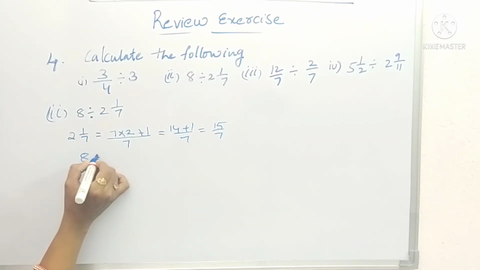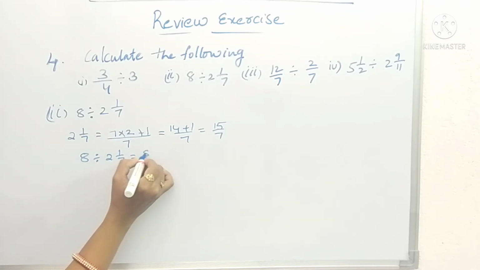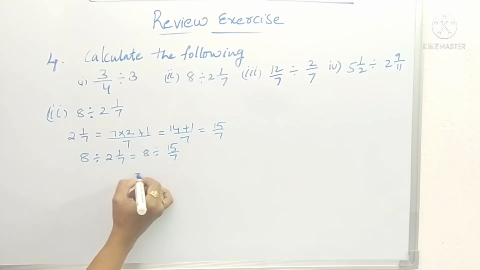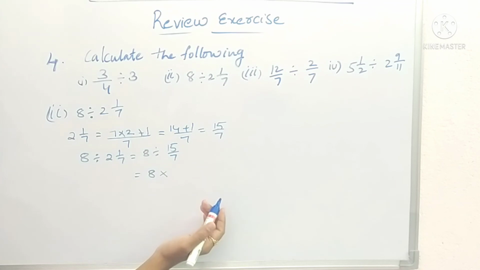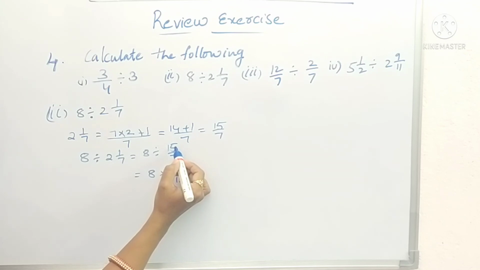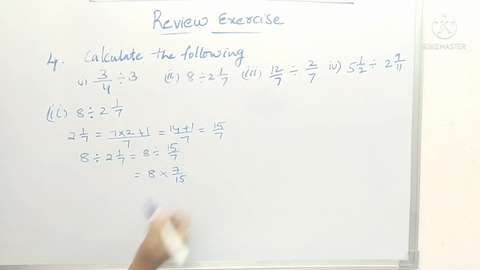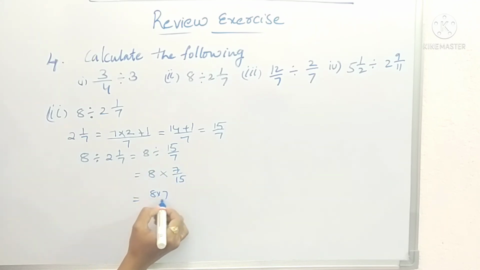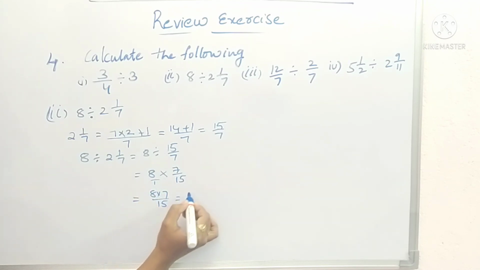So 8 divided by 2 1 by 7 now became 8 divided by 15 by 7. This division now becomes multiplication, and next we will take the reciprocal, that means reverse: 7 by 15. The numerator becomes the denominator and the denominator becomes the numerator. So now simply multiplication. 8 into 7, nothing to cancel here, so that means 1. So 1 into 15, 15. 7 8s are 56 by 15.